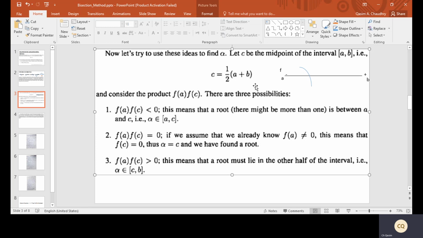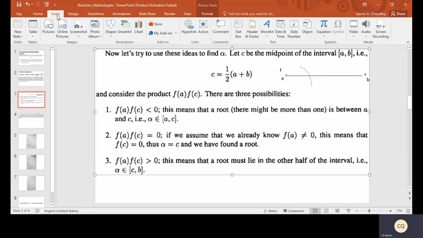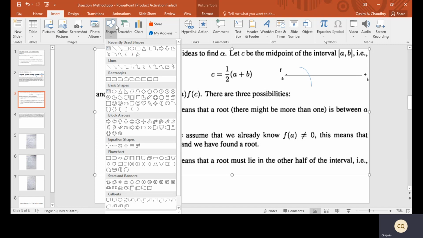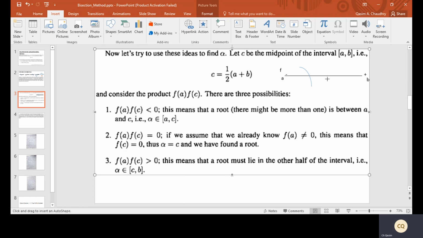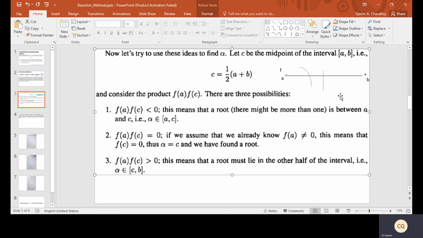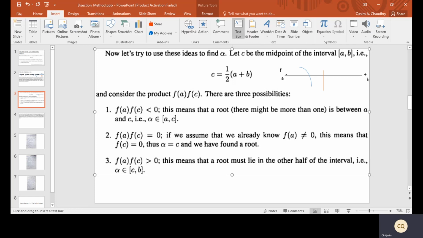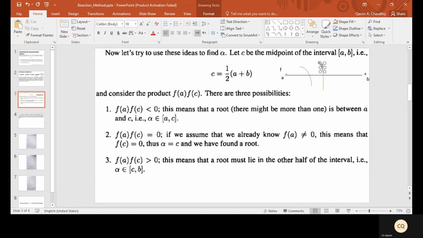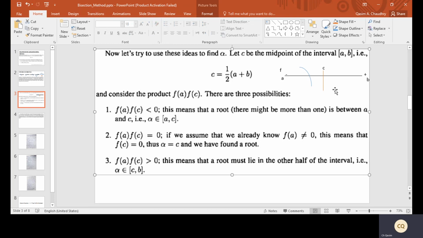Now students, find out the middle value, and that is c is equal to half of a plus b. Now this is your middle value. Let me draw a line here so that you understand that this is your middle value. Maybe not exactly, but let's say this is your middle value, students. I'm using a different color. This is the middle value, and this is your c point. Let me write it here. So this is your C here.